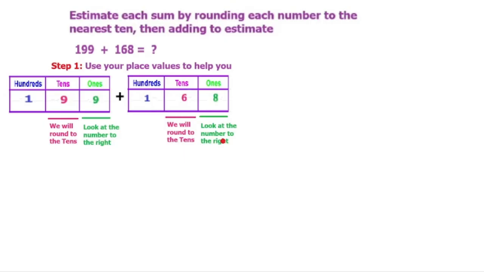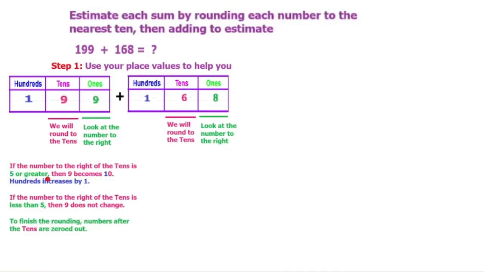So if the number to the right of the tens is 5 or greater, then this 9 will become 10. The hundreds increases by 1. Okay, so because this number is 5 or greater, this increases by 1. So if we increase 9 by 1, it becomes 10, right? So let's worry about that in a minute.